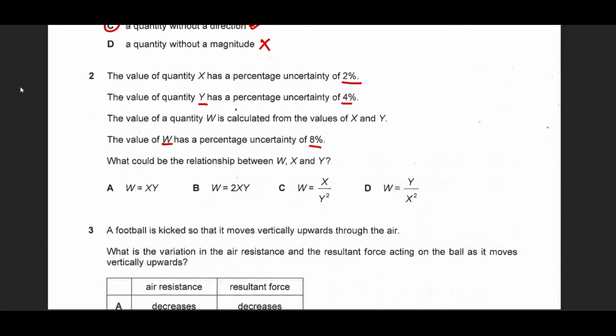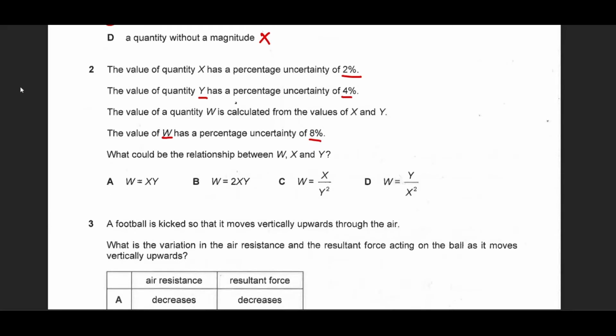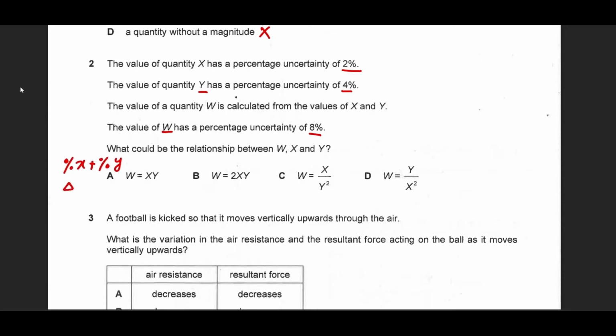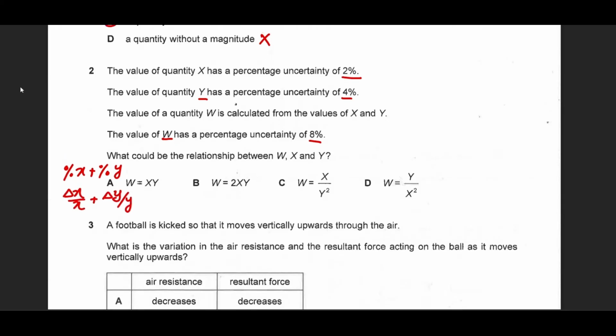So in option number A, if we had to make the formula for the error in W, that would have been percentage uncertainty in X plus percentage uncertainty in Y. Or to put in plain perspective, that would be delta X divided by X plus delta Y divided by Y. So we can see that these percentages are directly being added together. So this will be 2 plus 4%, which will become 6%. So this is not our answer.